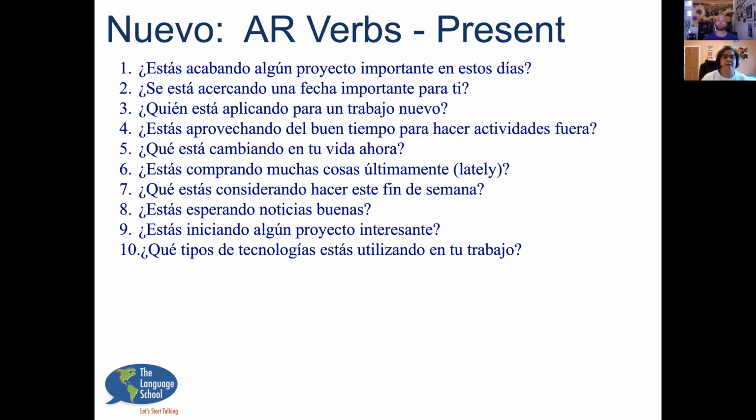¿Estás aprovechando del buen tiempo para hacer actividades fuera? ¿Qué significa aprovechando? To take advantage of. Okay. So taking advantage of the good weather to do activities outside. Desafortunadamente no, no estoy aprovechando del buen tiempo. ¿Qué está cambiando en tu vida ahora?